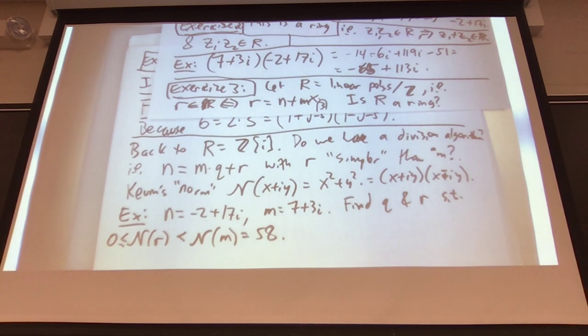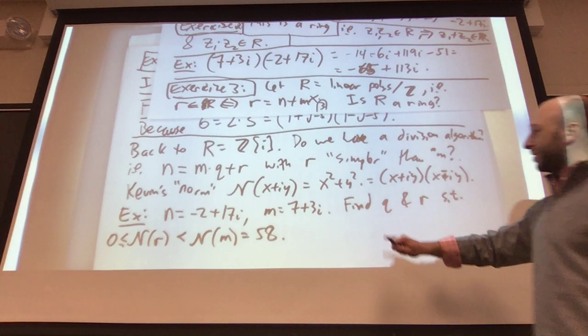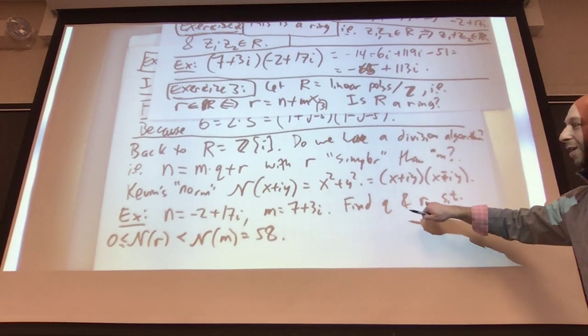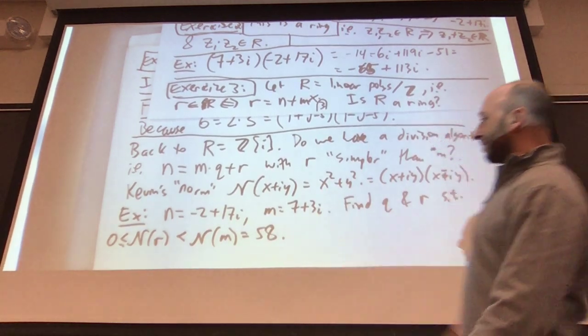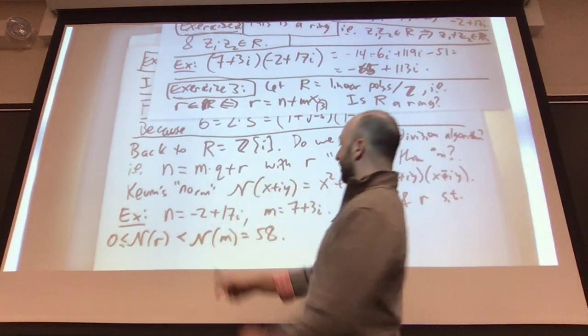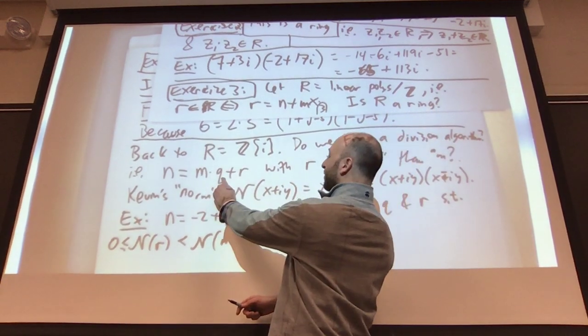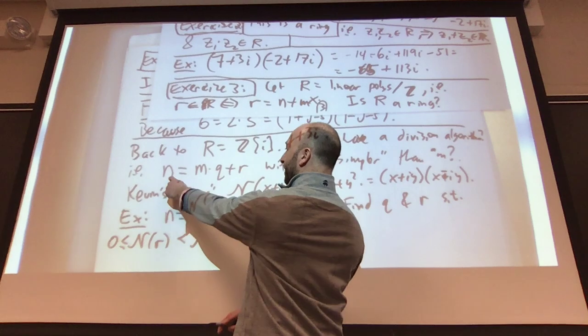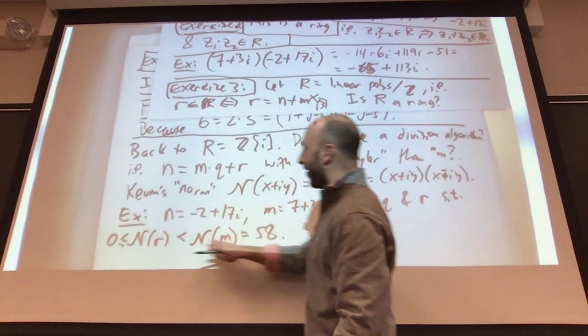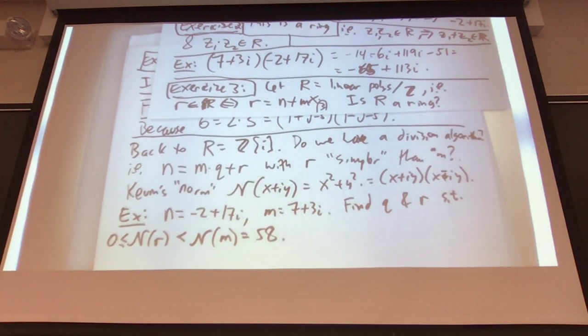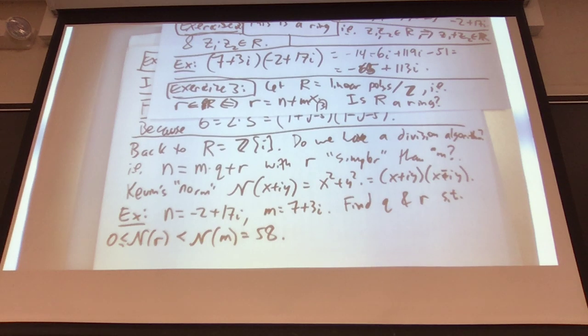Does everyone understand the challenge? Find Gaussian integers Q and R, so that m times Q plus R gets you n, and the norm of R is strictly less than 58. Take 5 minutes, see if you can figure out how to do this.